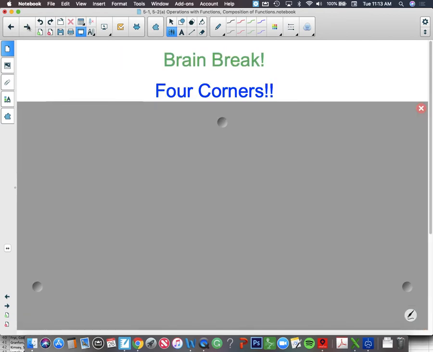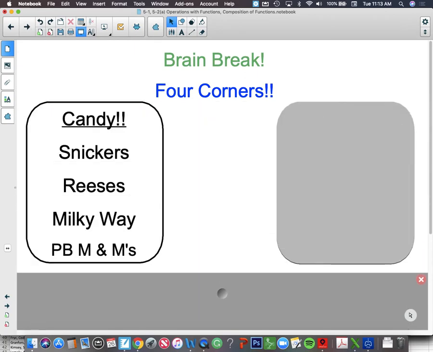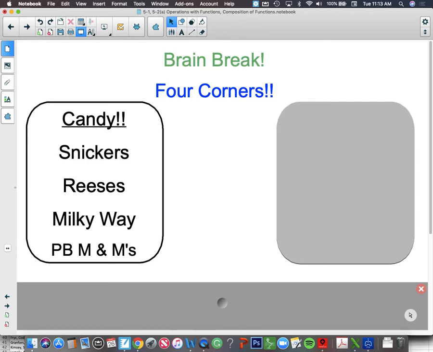So if your substitute wants to do this, you can, four corners. If not, you can skip forward through it. Four corners, remember, is where I give you a topic and you go to a certain corner of the room. We'll just look at the first one here: favorite kind of candy. This is your brain break.